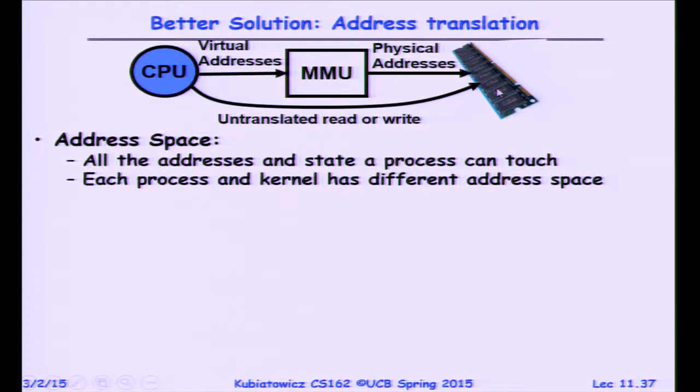Okay? And so this brings us back to the address space we talked about earlier in the term, which is all the addresses and state that a process is allowed to actually touch. And because of this translation mechanism, we can give every process the view as if it's got the same address space as its neighbor. It's just they're different because they're virtual.